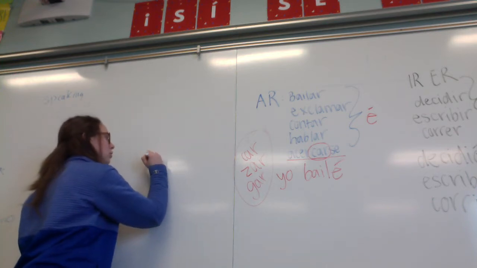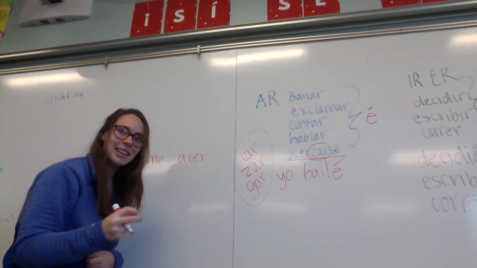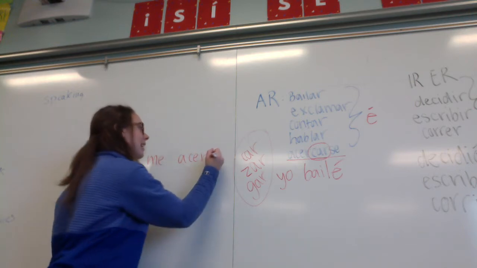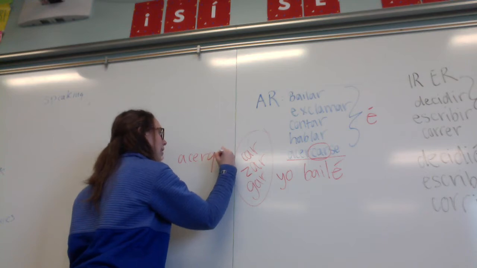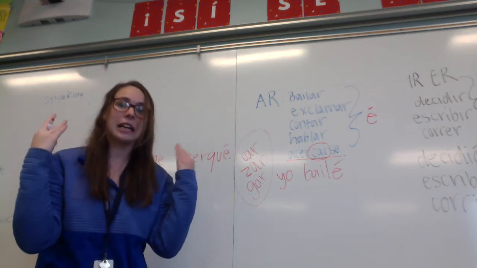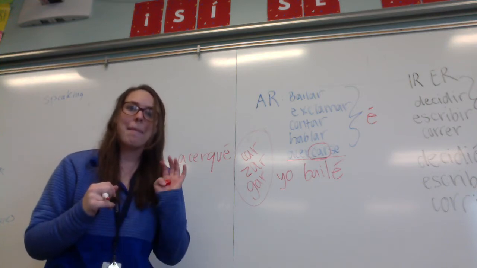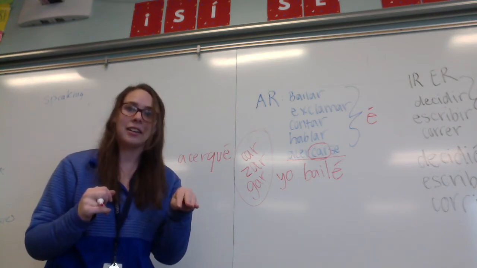So it turns into me acerqué, with that k sound. To make the k sound in Spanish, the spelling is Q-U-E with an accent. Me acerqué, I approached. Me acerqué.